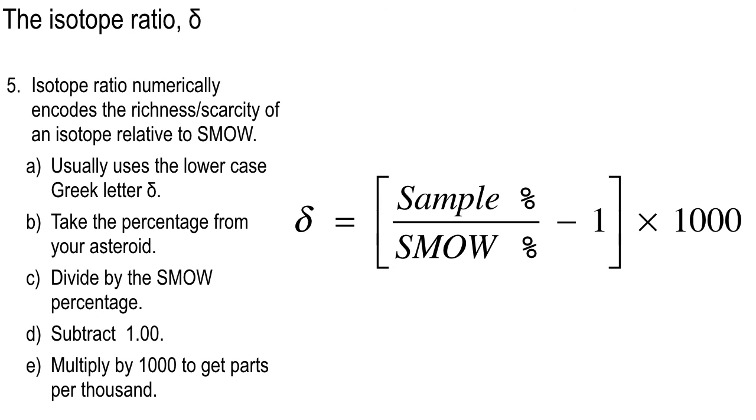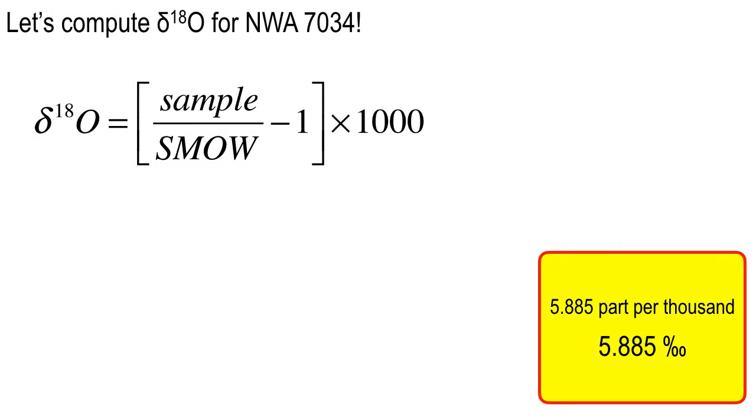So let's do a calculation with this formula, okay? And this is real numbers for NWA7034. Okay, so here's your formula. Here's your delta formula for oxygen 18. So you take your sample, your NWA7034, you analyze it, you put that number up here, divide it by SMOW oxygen 18 percentage. This is going to be 2005.20 parts per million down here. And then whatever you get from NWA, and then subtract one, then multiply by 1,000, and so on and so on.